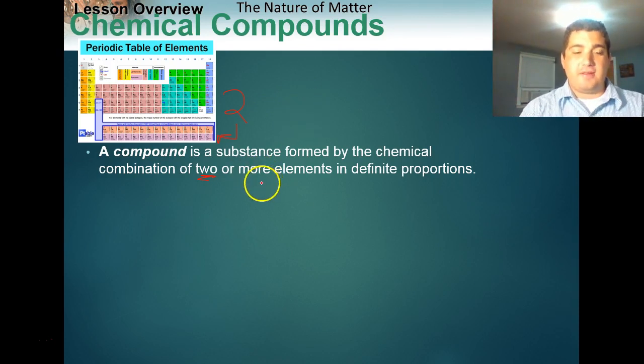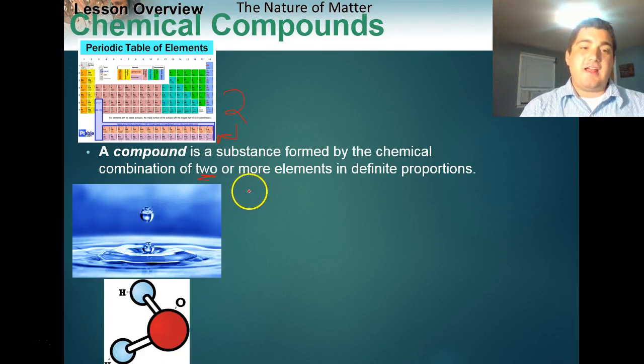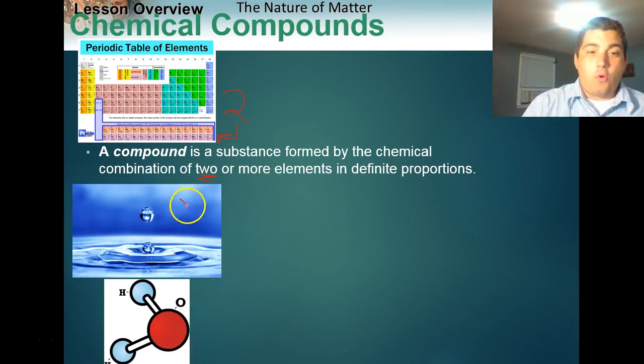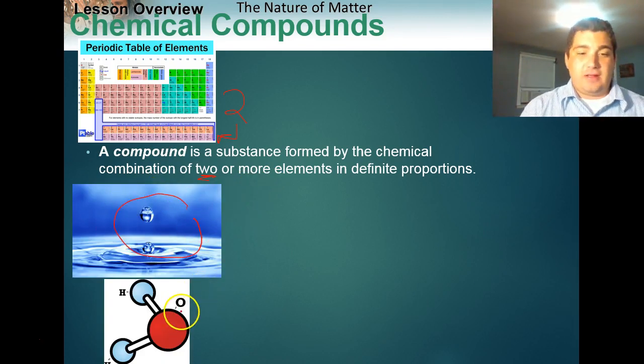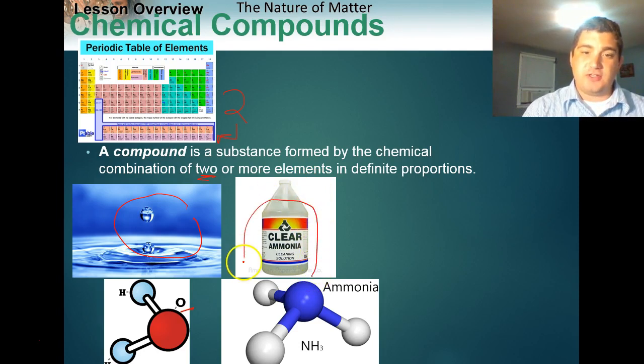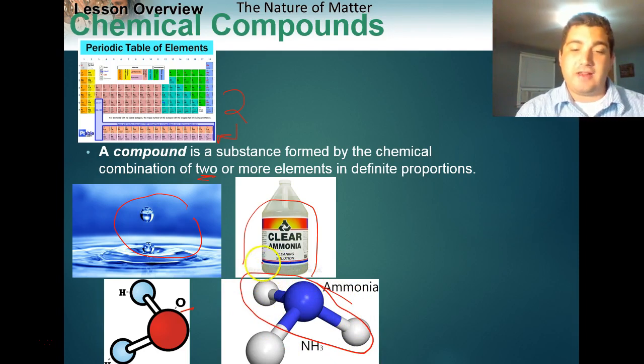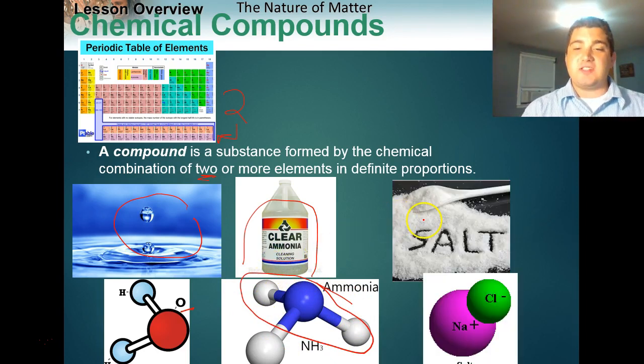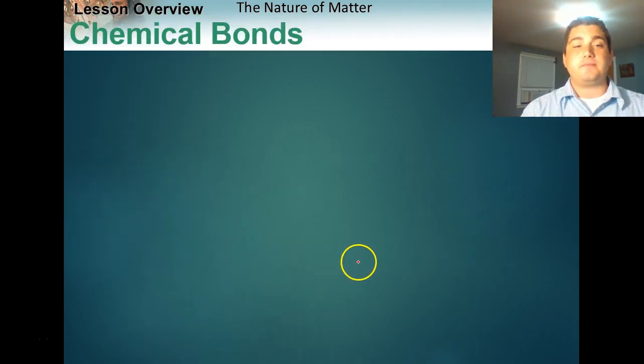Some of the more common compounds you may have heard of are dihydrogen monoxide, aka water. That looks like this down here. Another one could be ammonia, those smelly cleaning products that your mom uses in the kitchen to clean. It looks like this on a molecular structure. And salt, right? Everybody loves salt on their French fries. Sodium chloride. All these things are made up of two or more elements combined to make a compound.